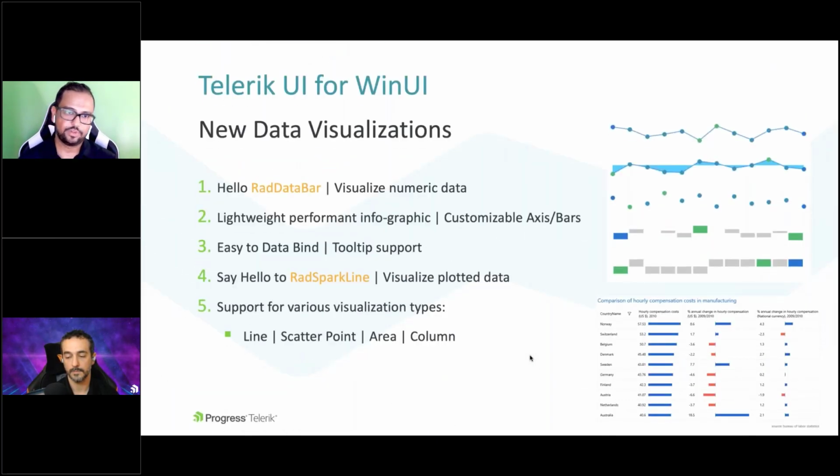We have a couple of new data visualizations. Now these are not full-fledged charts, but these are meant to be reused. These are lightweight and very performant, smaller infographics. So we have a RAD data bar, which is like the different types of bars, and they have stuff on either side to show you the range. And then we have a spark line, which is again different types of spark lines, so lines, scatter points, area or column charts, and these are things you can embed within other bigger controls to show trends of data over time. So again, very easy to data bind these things, and you have tooltip support. So a couple of new data visualization controls here.